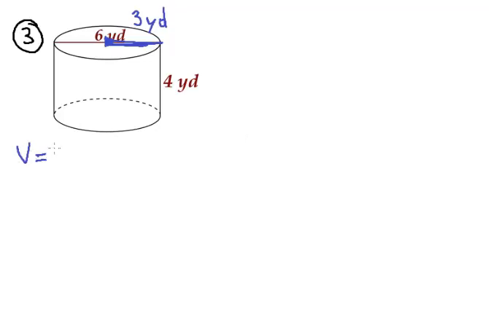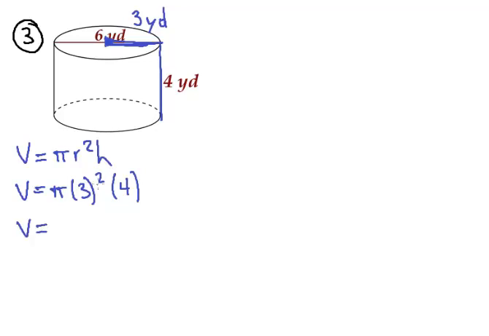So let's find volume now. Volume equals pi r squared h. Volume will be pi times 3 squared times 4, which will be the height. So volume equals 3 squared is 9. 9 times 4 will be 36. You copy the pi, and that will be the exact answer. You put the units as cubic units. That will be the exact answer for the volume.